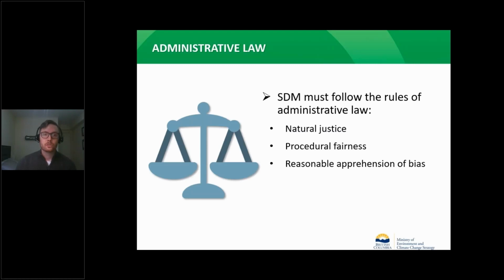In exercising discretion, the rules of administrative law apply to the SDM. These include natural justice, procedural fairness, and the reasonable apprehension of bias. The next few slides will briefly describe each of these rules. Next slide.